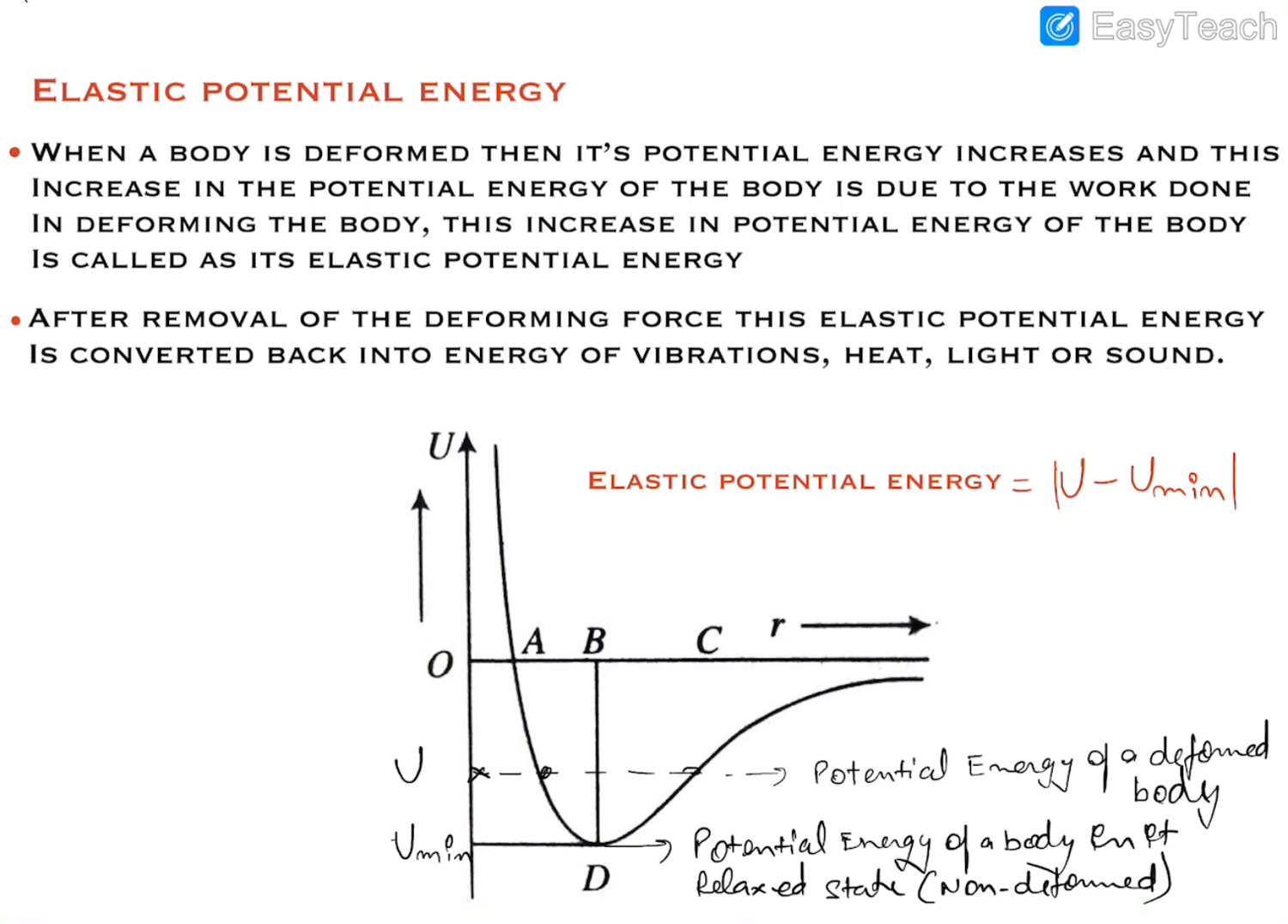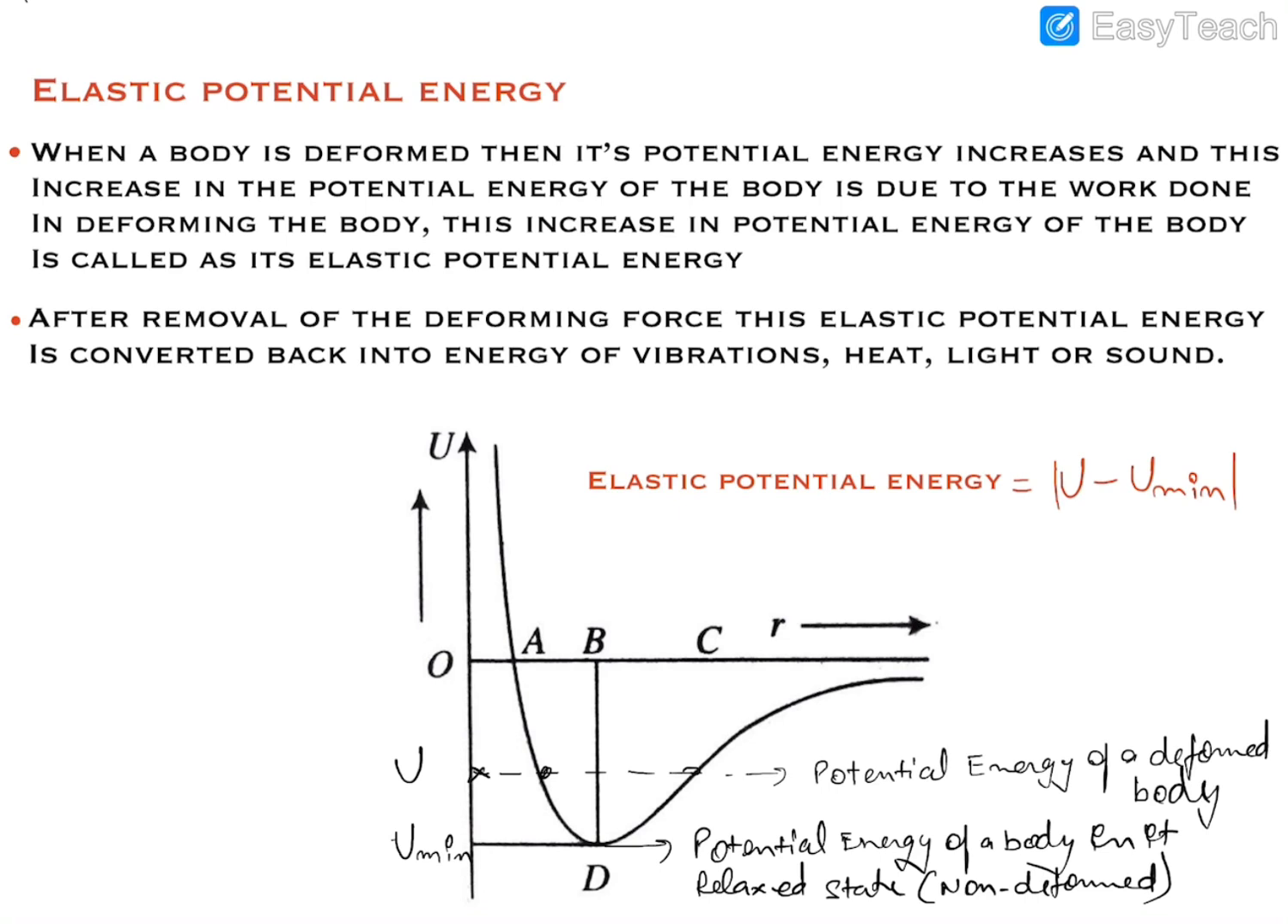By definition, elastic potential energy is the work done against the internal restoring conservative force when a body is deformed. So when that restoring force tries to regain the body's original shape and size, and we have removed the deforming force, the elastic potential energy is recovered in the form of vibrational energy, heat energy, light energy, or sound energy.